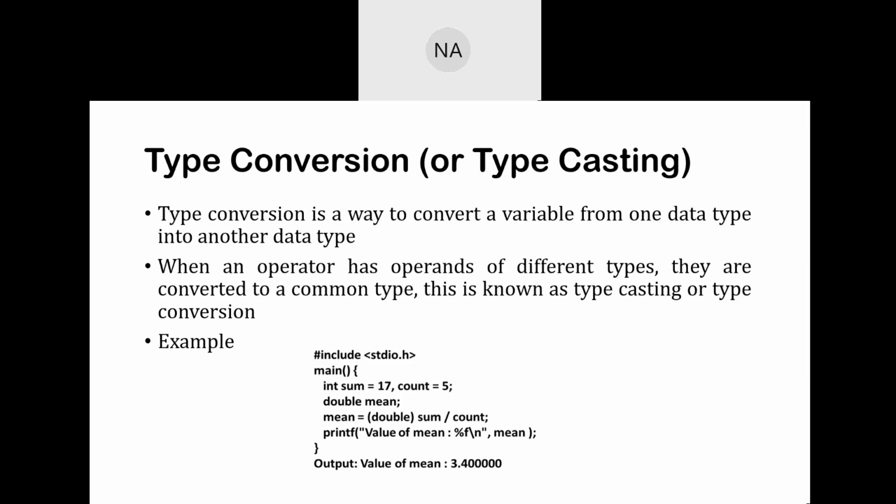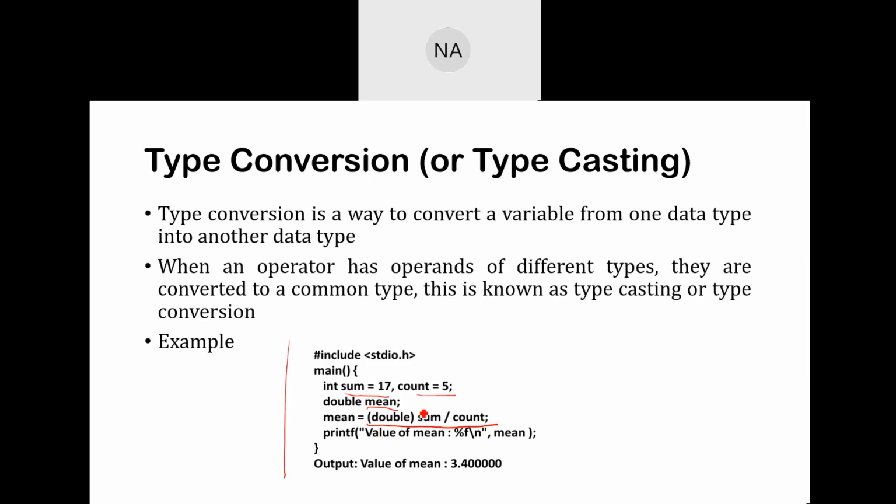So consider this example. In this C code, you can see that two integer variables are declared: sum initialized to 70 and count initialized to 5. Another variable, mean, is declared of type double, and the value of mean is assigned this expression: (double) sum divided by count.